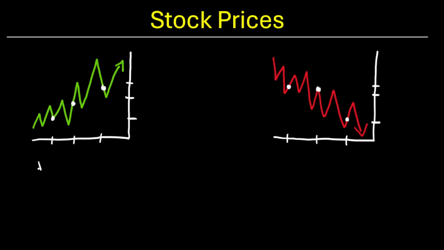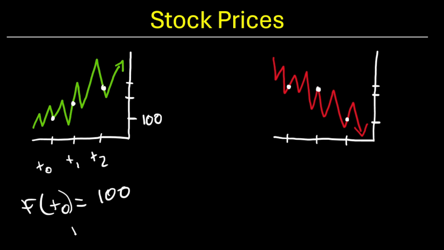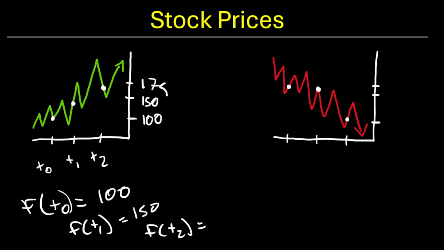So on the left-hand side, let's say we have T0, T1, and T2. At input T0, our price is going to be roughly here, and let's say that's 100. So at T0, and we'll label it as f of T0, is roughly 100. f of T1, so at time 1, our price is up here, let's say 150. So again, input T0, T1, output 100, 150. And lastly, f of T2 outputs, let's say 175. Okay?